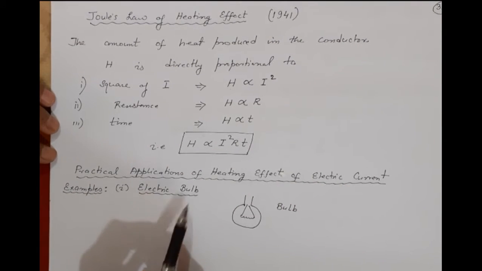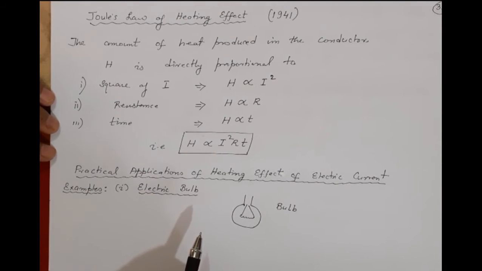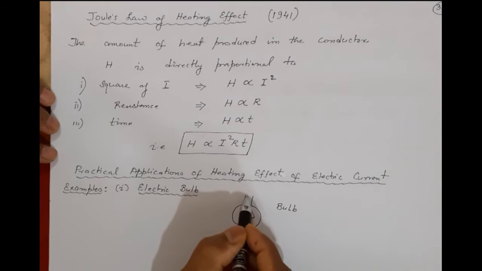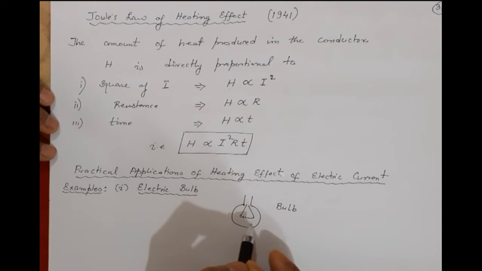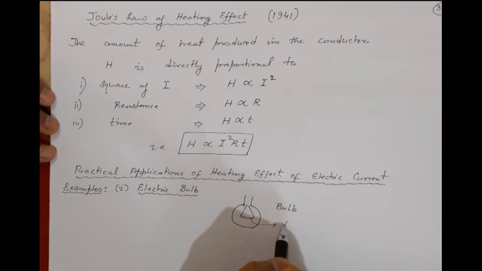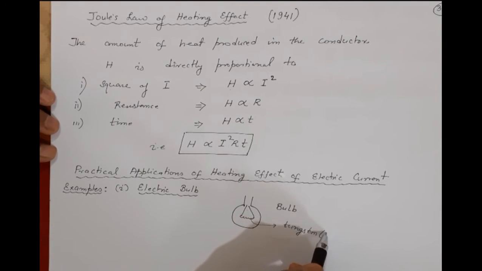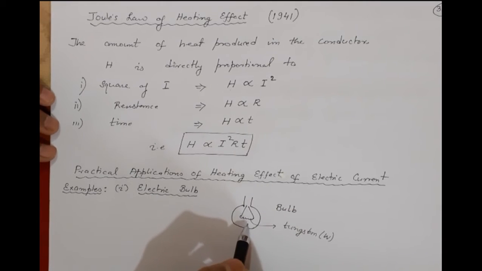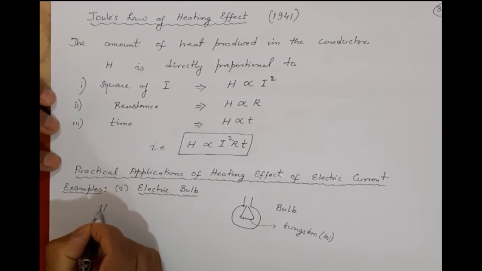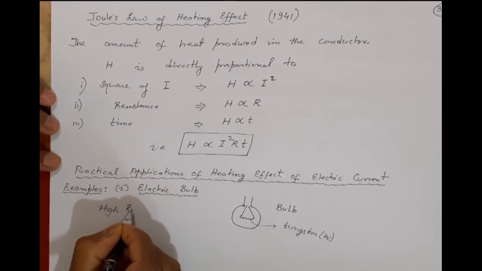Some examples are the electric bulb itself. The usual electric bulb of the old days, not the LED these days. Inside you will see one wire, made of tungsten, whose chemical symbol is W. You can see this in the periodic table. Tungsten has a unique property: it has very high resistance.